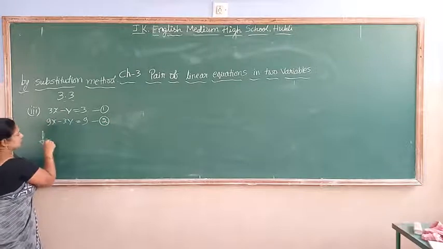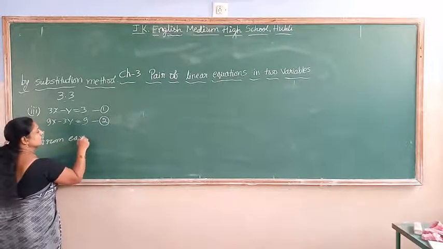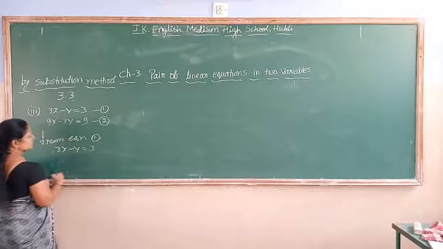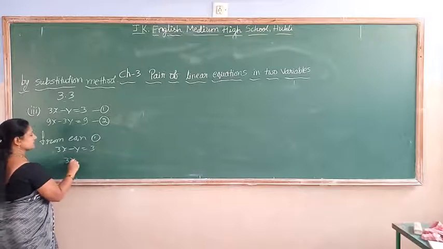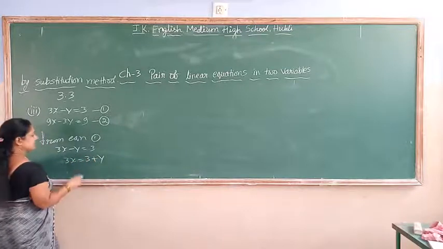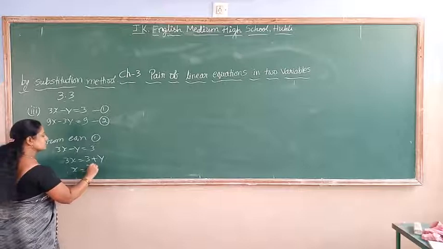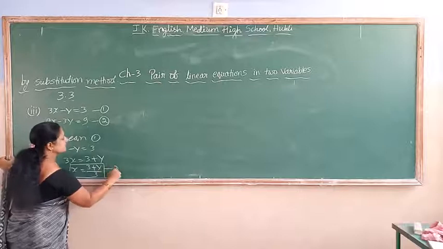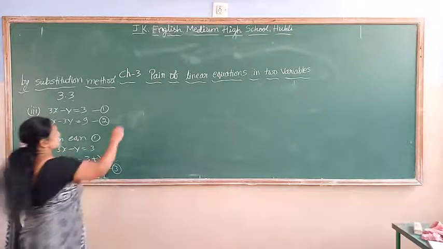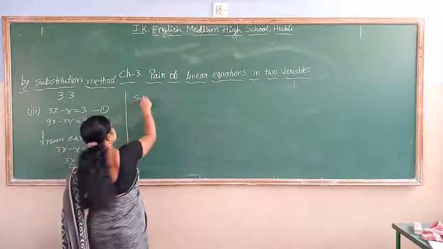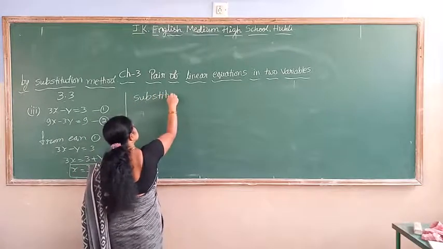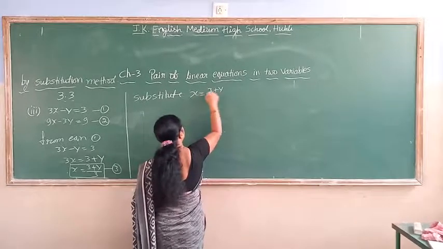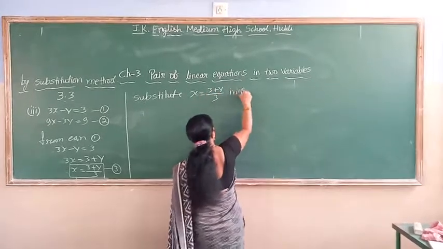From equation number 1, 3x minus y is equal to 3. Minus y I take to that side, it becomes 3 plus y. Then x is equal to (3 plus y) divided by 3, children. You call this equation number 3. Steps are the same. Then substitute x is equal to (3 plus y) divided by 3 in equation 2.